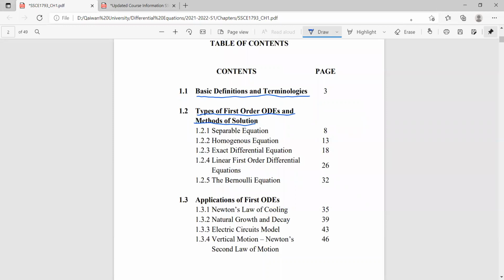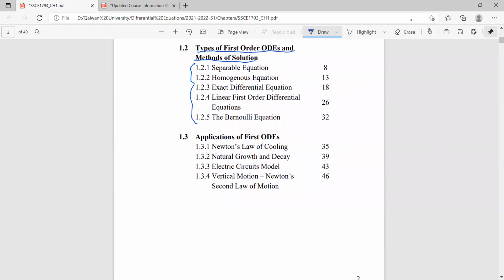In this section, we talk about 5 methods for solving first order ordinary differential equations. These are the methods. And then in the last section, we have applications of first order ordinary differential equations. We have Newton's law of cooling, natural growth and decay, electronic circuit model, and also vertical motion. This is also about Newton's second law of motion.